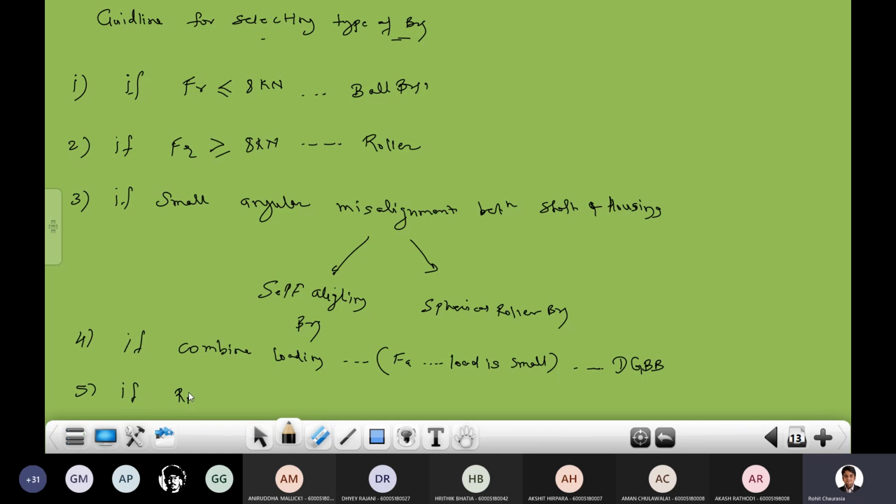मतलब मेरे को rigidity के हिसाब से select करना है. Rigidity is a criteria. कहाँ पे लगता है rigidity? In a machine tool. यदि मेरे को machine tool वगैरह के लिए select करना है, तो हम लोग इसके लिए हमेशा रोलर बेयरिंग सिलेक्ट करने वाले हैं. Select always roller bearing if this is the case.